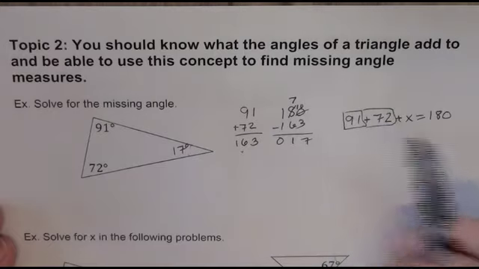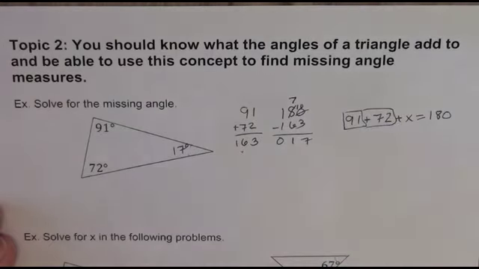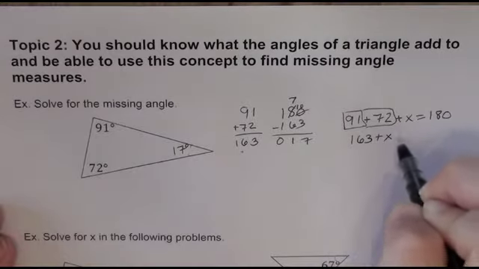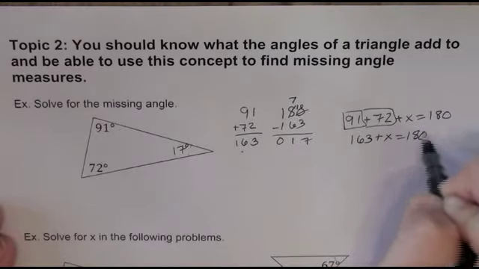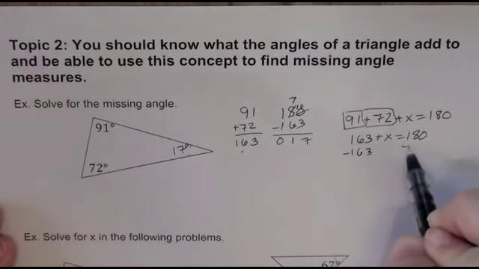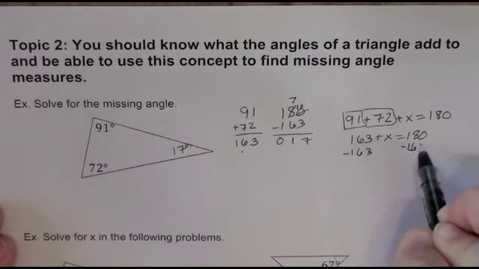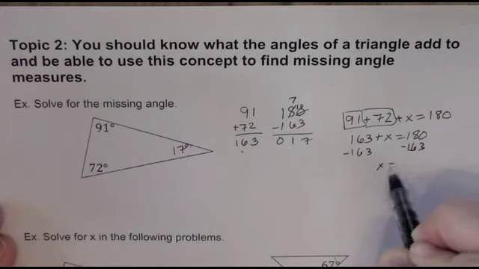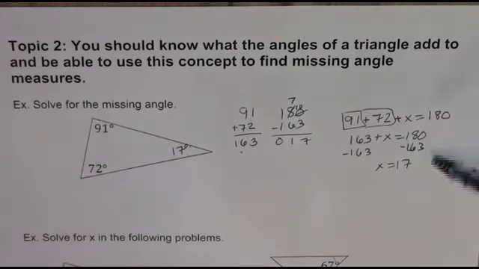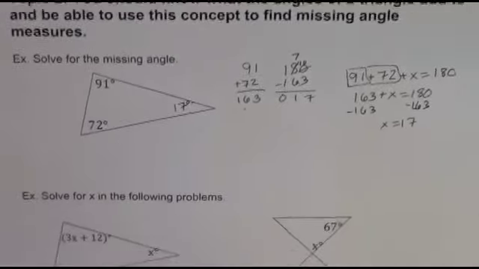91 and 72, those are like terms, so you add them together. 163 plus x is 180. Subtract 163 from both sides, and you get x equals 17. It's the same answer either way, but the equation form sets us up very nicely for the next example with a harder problem.